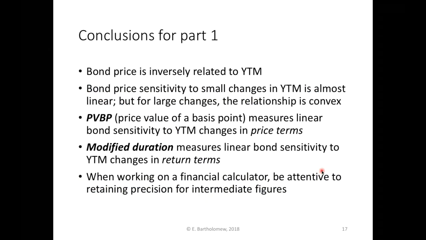So that's about it. Let's summarize our conclusions for part one. Bond price is inversely related to yield to maturity. We saw that, and we saw that for small changes, it's almost linear, but for large changes, the relationship is curved. We call that convexity. PVBP stands for price value of a basis point, and that measures the linear bond sensitivity to a YTM change in price terms. And then we saw modified duration. Modified duration is a very similar concept, but it's measuring the linear bond sensitivity to yield to maturity in return terms.